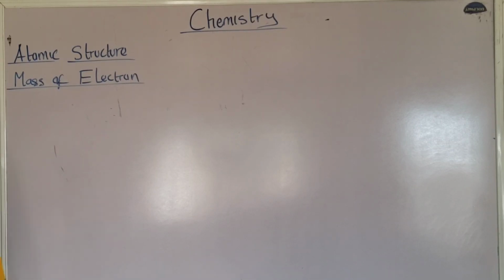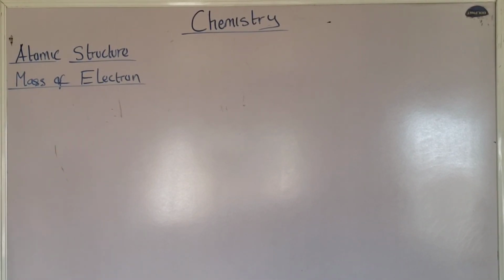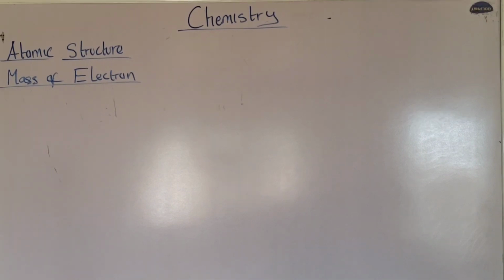In this class, we're going to talk about the mass of electron. How do we get the mass of electron? In our previous class, we discussed how J.J. Thomson, through his cathode ray tube experiment, discovered electron. J.J. Thomson discovered that the ratio of charge to the mass of electron is 1.76 times 10 raised to the power of 11 coulomb per kilogram.